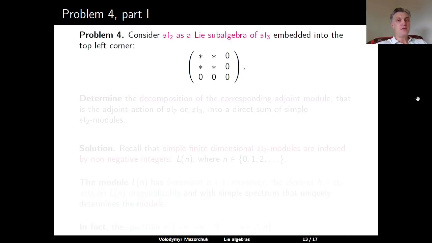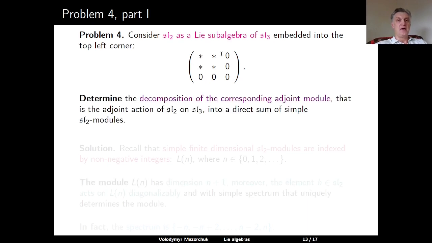Problem 4. Consider SL2 as a Lie subalgebra of SL3 embedded into the top left corner. So we have SL3, this is a Lie algebra of all traceless 3 times 3 matrices, and if you consider the traceless 2 times 2 matrices concentrated in this region, this will be a Lie subalgebra isomorphic to SL2. Determine the decomposition of the corresponding adjoint module, that is the adjoint action of SL2 on SL3, into a direct sum of simple SL2 modules.